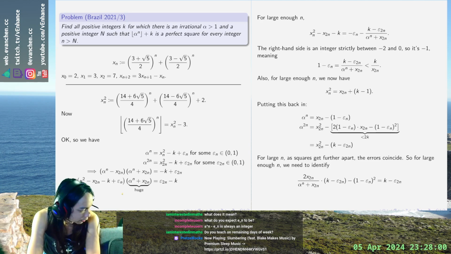Alpha to the n minus epsilon n is always an integer. I mean, yes, that is true. I don't see why that does anything though.